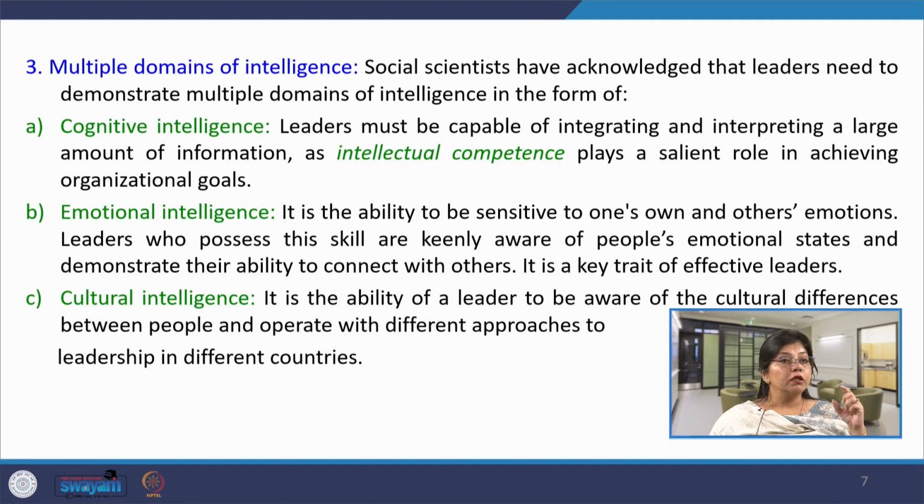Here comes the important role of any leader: to understand those culture differences or culture shock that any new employee would experience, and how the leader has to handle those kinds of shocks and differences between himself and the new employee. So, these are the multiple domains of intelligence that any leader must possess in order to execute, in order to stimulate, in order to influence any follower. And what are those intelligences? It is cognitive intelligence, emotional intelligence, and cultural intelligence.